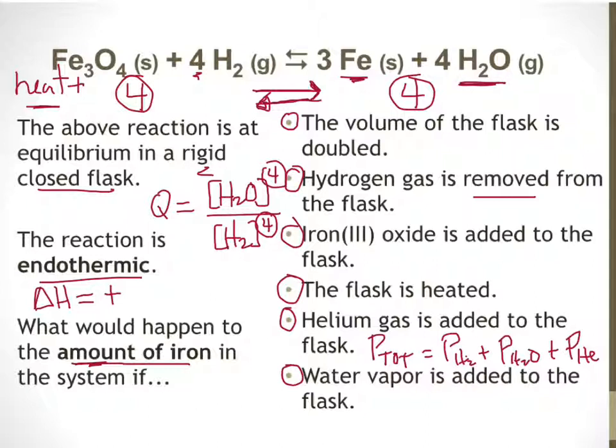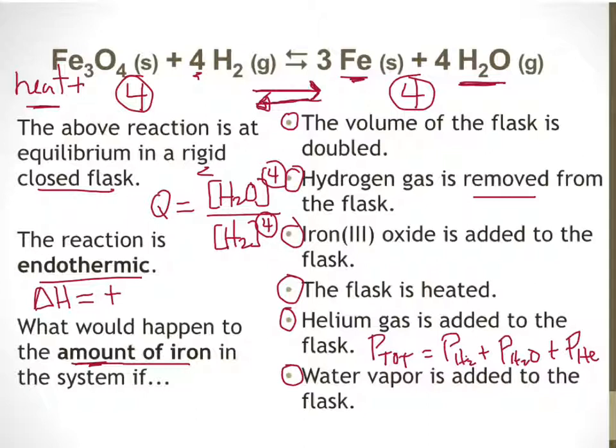If you add water vapor to the flask, the system's going to try to get rid of the extra water vapor. So from a non-AP exam answer, you would say it's going to try to use up the extra water vapor. To use up the water, it will shift in a reverse direction, and that will cause the amount of iron to decrease. From an AP perspective, you could argue that the added water vapor will cause Q to get larger because water is in the numerator there. Therefore, Q is now larger than Kc. There'll be a reverse shift and the iron metal will decrease.